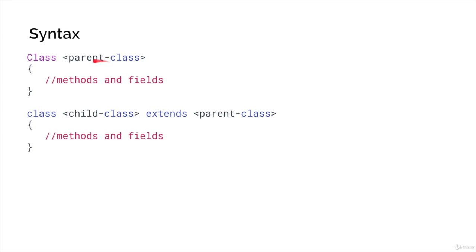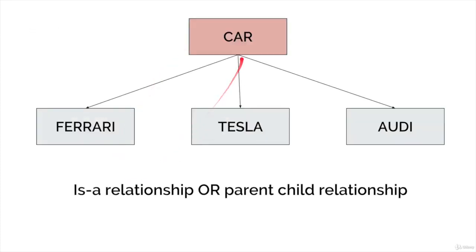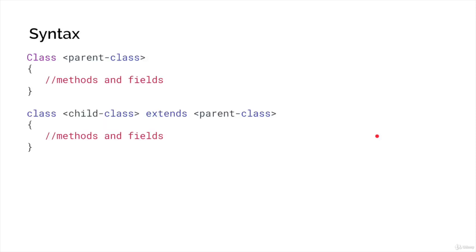Class, parent class. In this particular relationship, I would like to mention that car is also known as the parent class, and Ferrari, Tesla, Audi are also known as child classes. So in the syntax we have to mention class, parent class. We have to first define the parent class over here. We have to define the corresponding methods and fields.